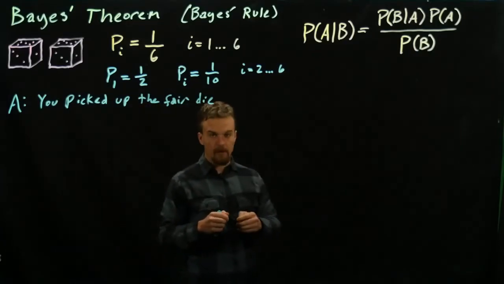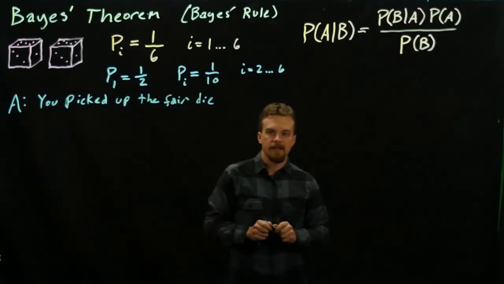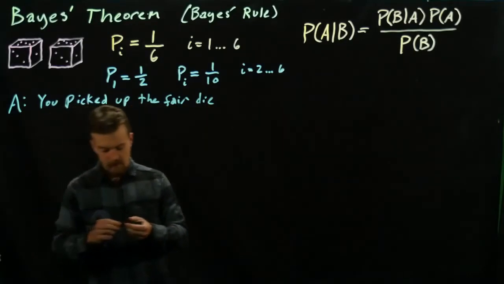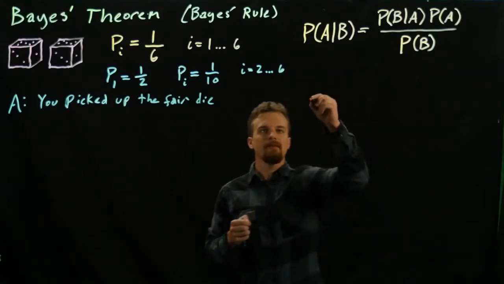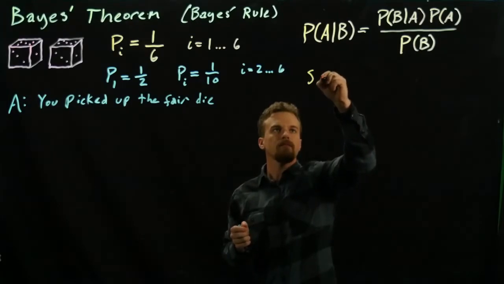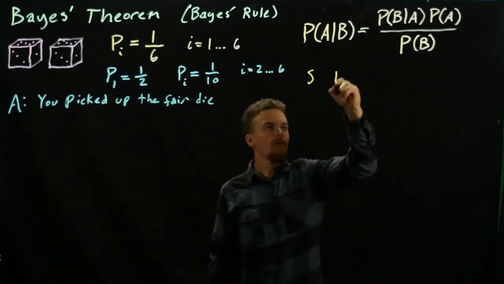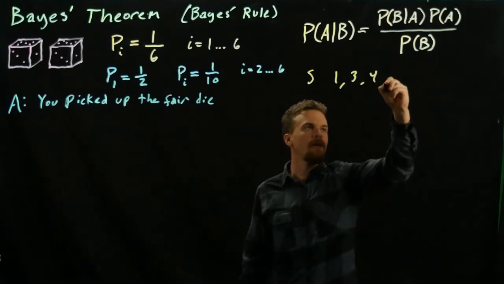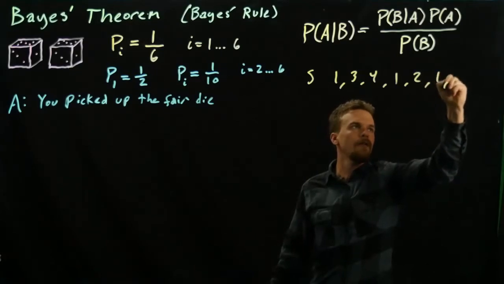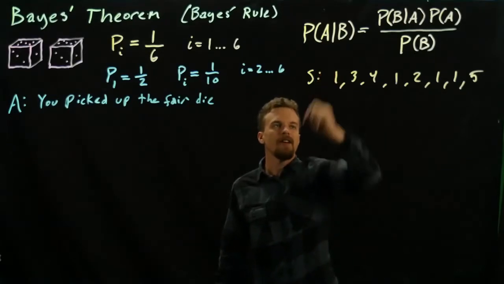Let's make one more note here. Let's say we picked up a die and then we tossed it 8 times. Let's say we get the sequence 1, 3, 4, 1, 2, 1, 1, 5. So we toss it 8 times, and we get that sequence.